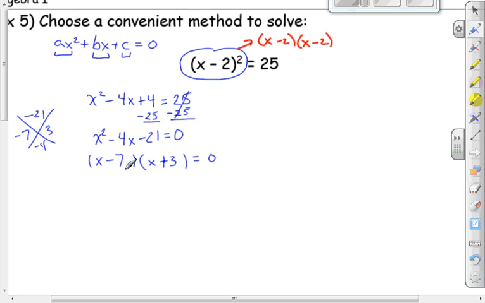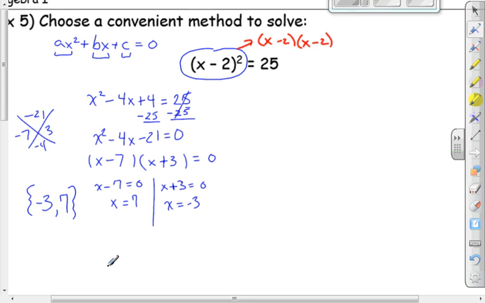So now that we see we have, in factored form, two expressions that when multiplied equal 0, we want to apply the zero product property. That means we'll be setting each factor equal to 0. So x minus 7 is equal to x plus 7. Oh, I made a mistake there. Let me go back and correct that. x minus 7 is equal to 0, or x plus 3 is equal to 0. That would mean that x is either equal to 7 or x is equal to negative 3. So our solution set, negative 3, 7.